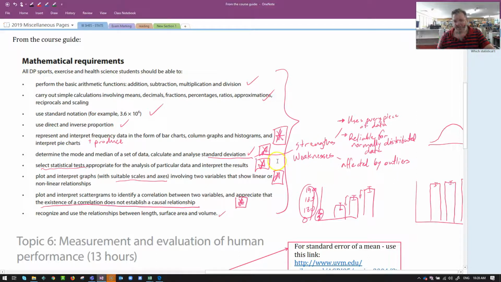Anyway, so the strengths of a standard deviation: it uses every piece of data. That's a good thing. And it's reliable when we've got that bell shape, that normally distributed data. Weaknesses: it's going to be affected by outliers.